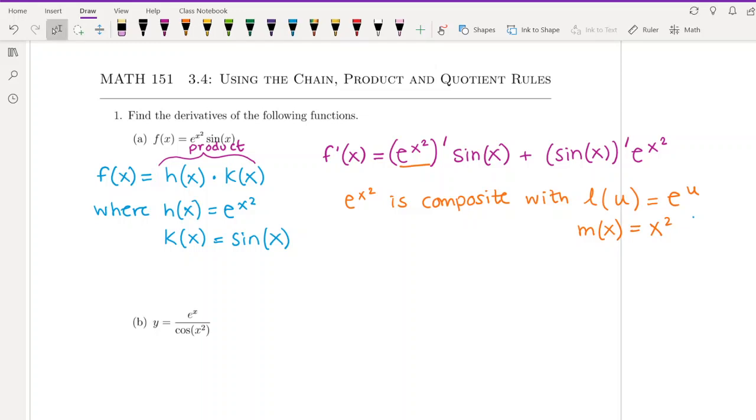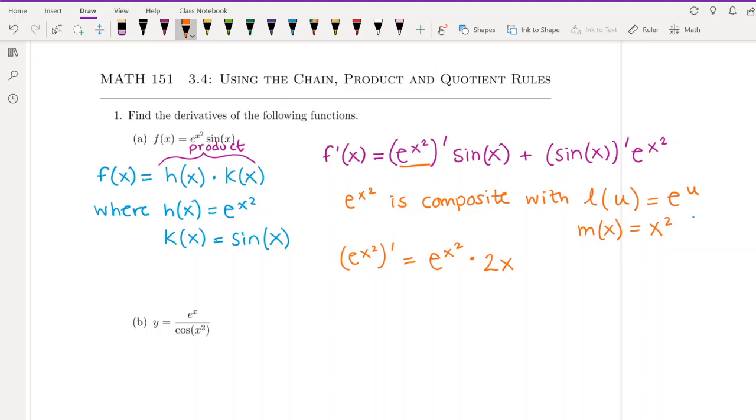And so what would the derivative of e to the x squared be? Well, we would start by taking the outer derivative. So what's the derivative of e to the u? It's just e to the u. And then instead of putting u there, we just put the original input back in. So it's e to the x squared. And then we have to multiply that with the derivative of x squared, which is 2x.